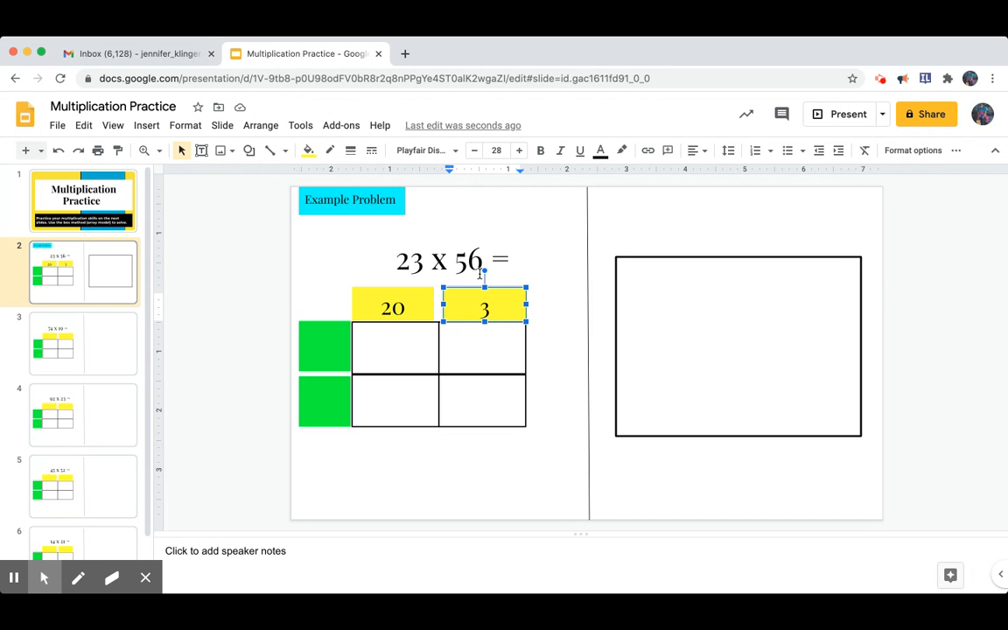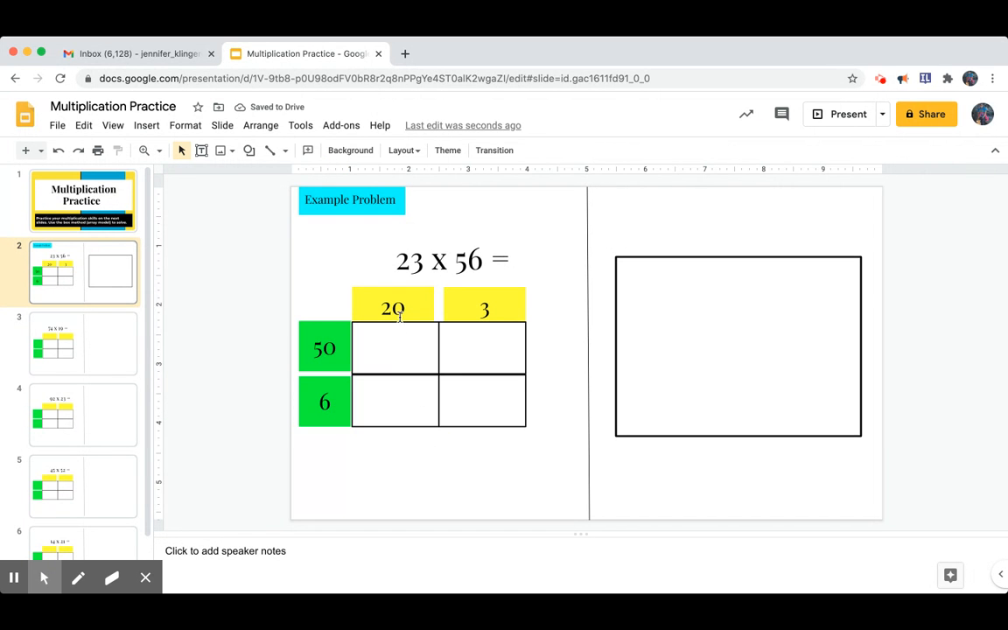Now I'm going to do the same thing with 56. So I'm going to go over here to the green box at the top and double click. My cursor shows up. My 5 is in the tens place, so that means that the value of the 5 is 50. So I'm going to put 50 in my box. And then I'm going to do the same thing with 6. So I'm going to double click. My blinking cursor is there. I have 6, which is in the ones place. So my value of 6 is 6.